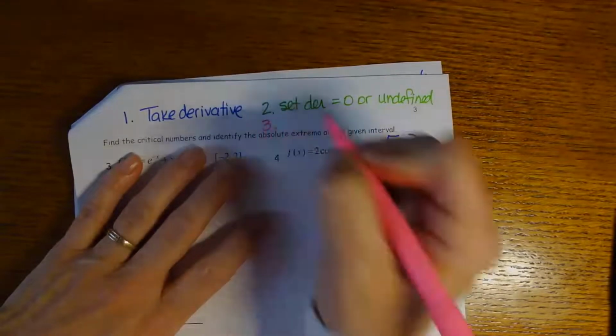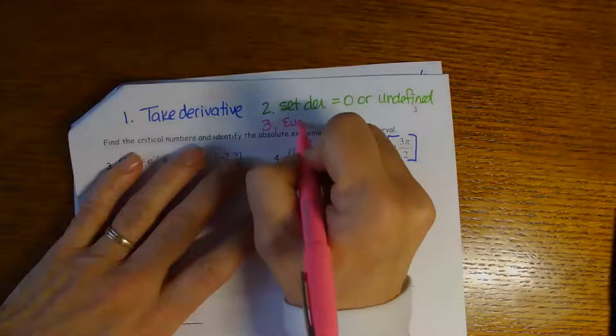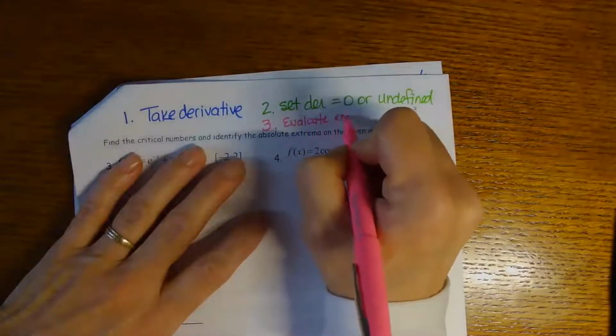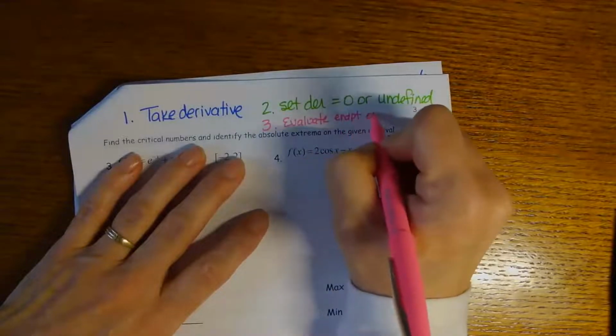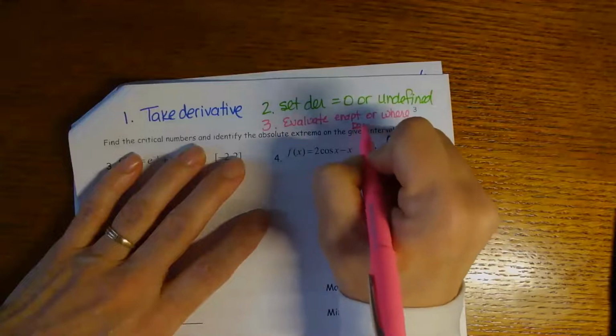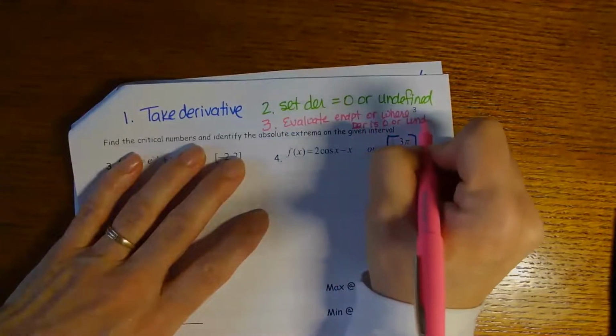What do I do last? Evaluate endpoints or where the derivative is 0 or undefined.